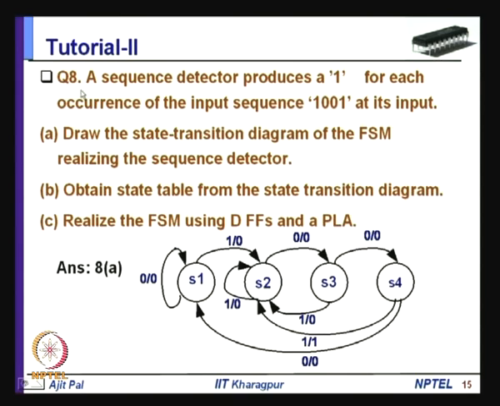Coming to question number 8, a sequence detector produces a 1 for each occurrence of the input sequence 1001 at its input.